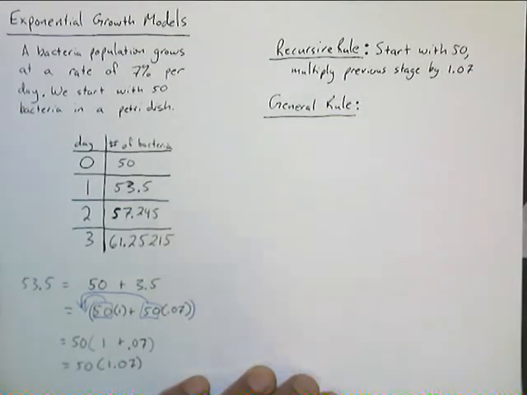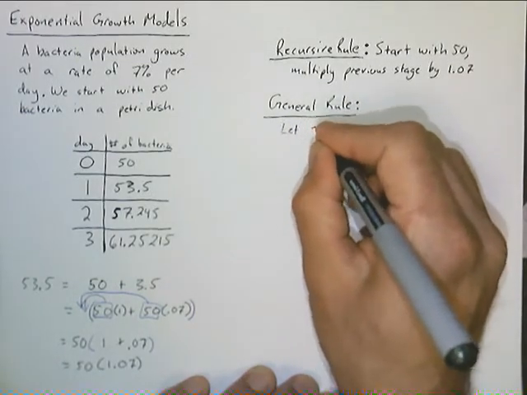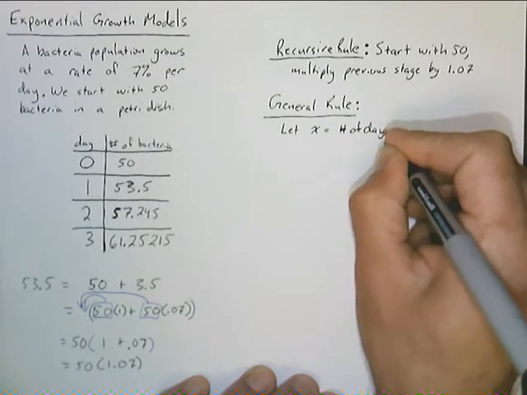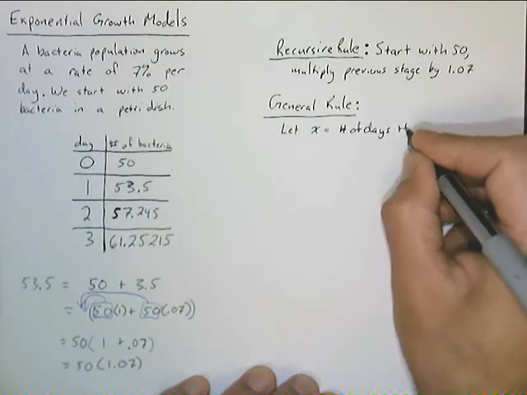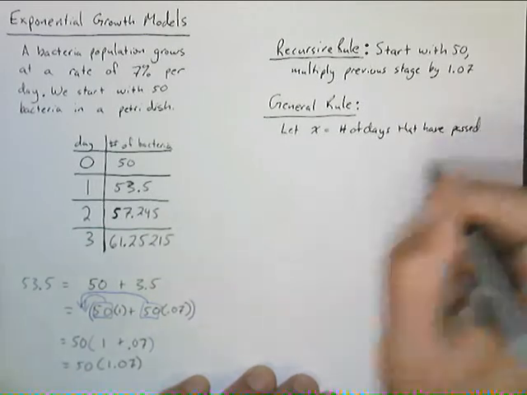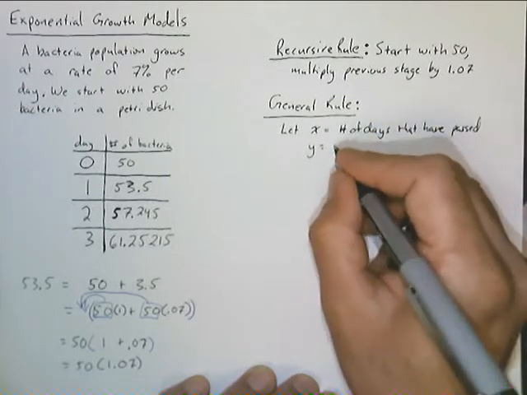So first we have to define some variables. We'll let x be the number of days that have passed, and then we'll let y be the number of bacteria.